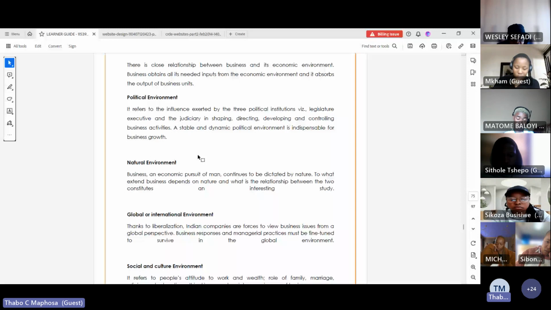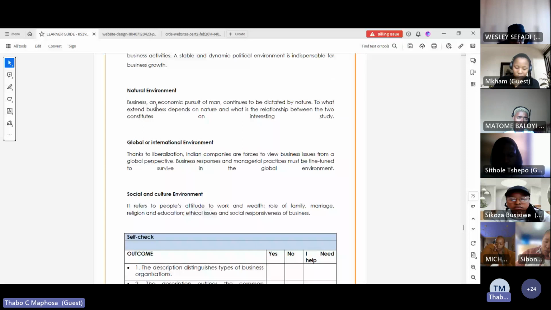And then now, natural environment. A business, an economic pursuit of man, continues to be dictated by nature. Okay, this is what I'm looking at here. Businesses continue to be dictated by nature. As to what extent this whole dependency goes, it always depends on the businesses. There are so many aspects in how businesses are actually dictated by nature.